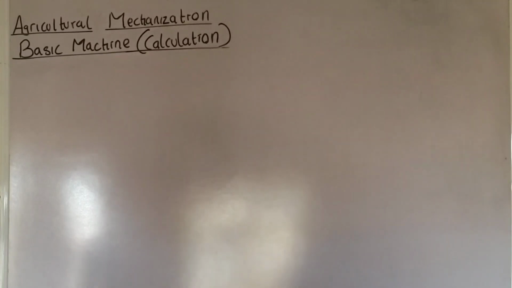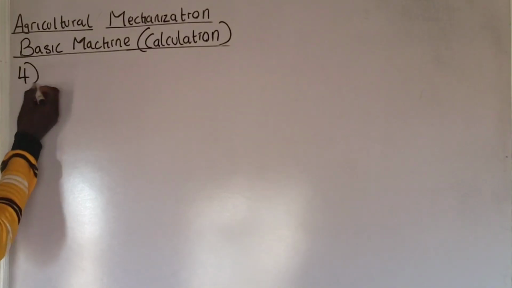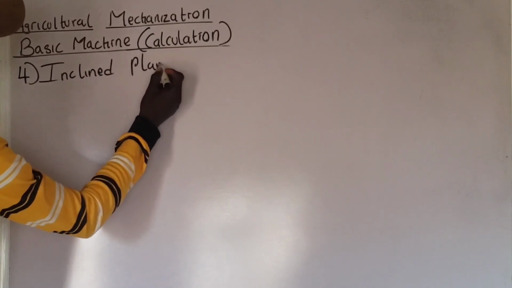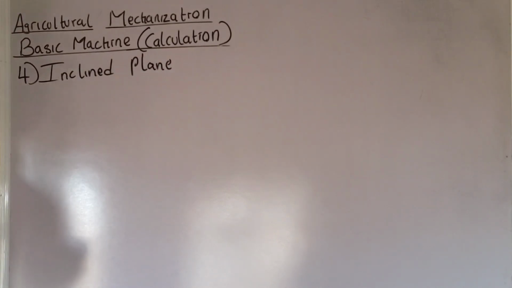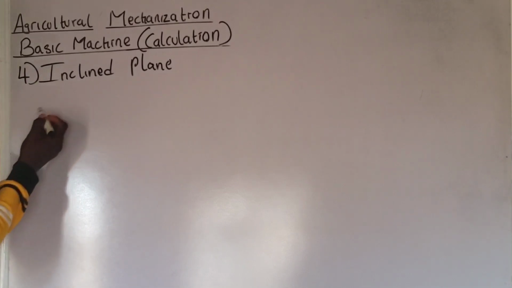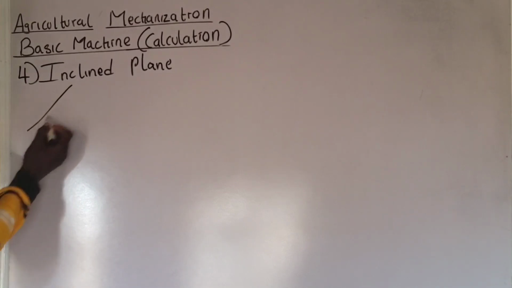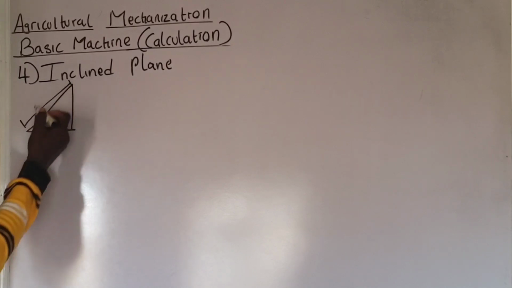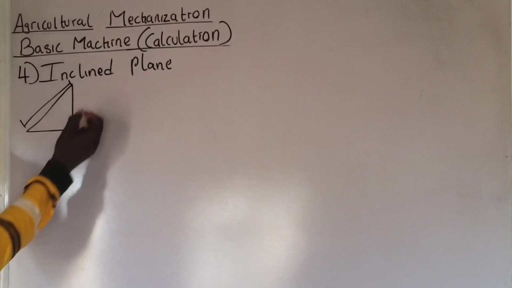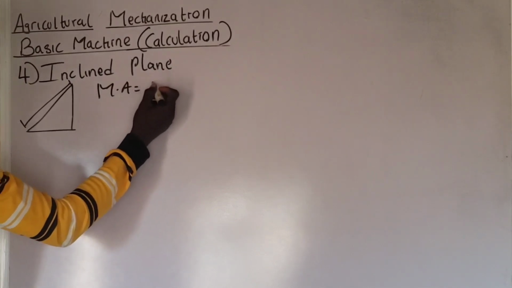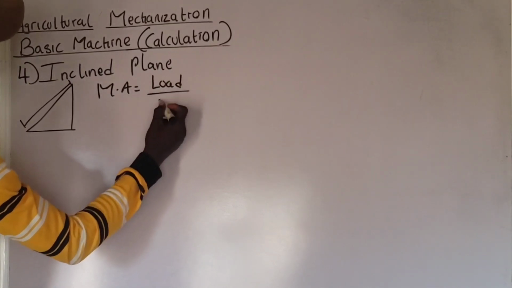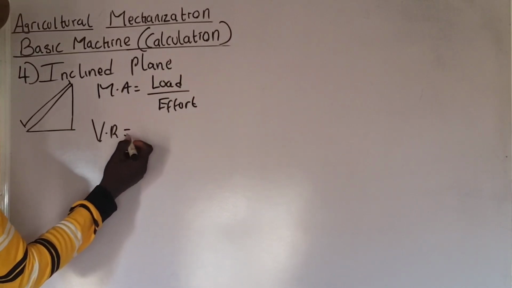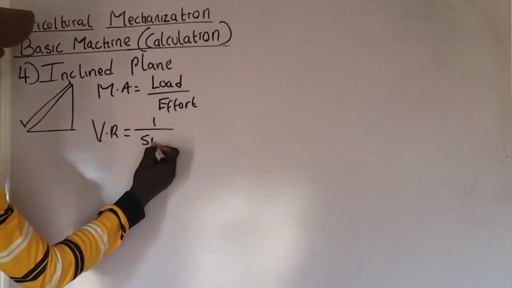Okay, so we have the fourth basic machine, the inclined plane. The mechanical advantage for an inclined plane, don't forget that this is how the inclined plane looks, just like a right angle triangle. This is a plane or a smooth surface. Now, the mechanical advantage of an inclined plane is equal to load over effort. But the velocity ratio is different. The velocity ratio is equal to 1 over sine theta.